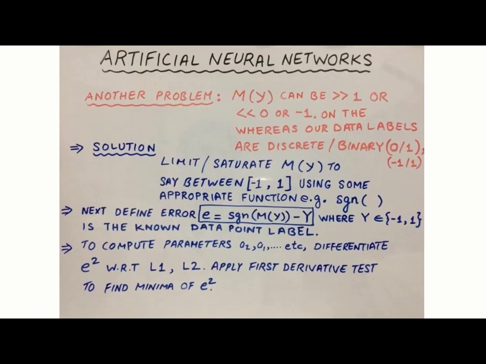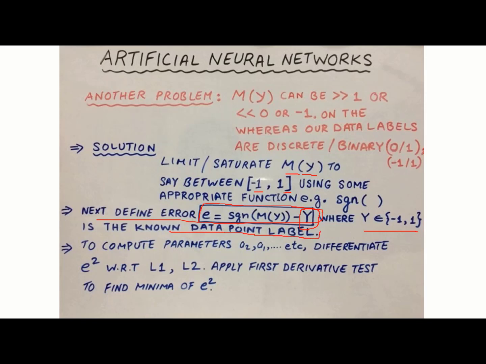So once we have restricted the value of the output of the network to either -1 or +1, it is helpful to compute the error E. So error E is defined as the sign function applied to the perceptron output m of y, minus y, and this y is known, it is given, it is the data label that is known to us at the time of training.